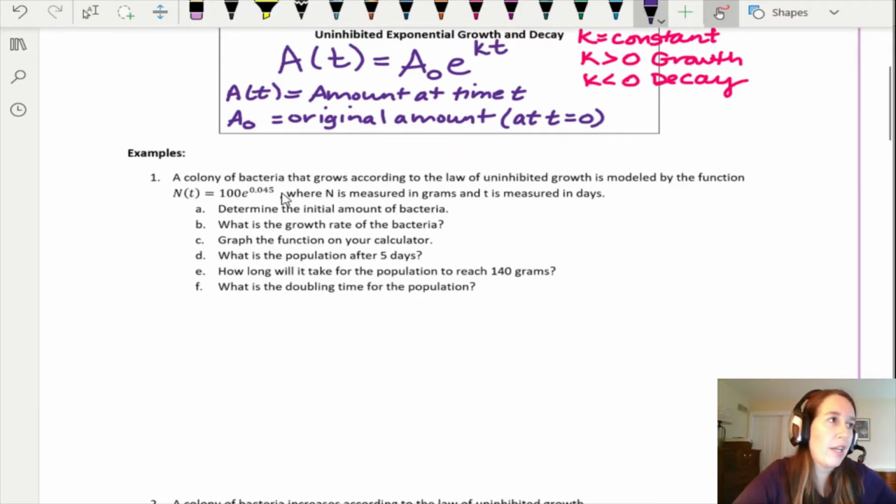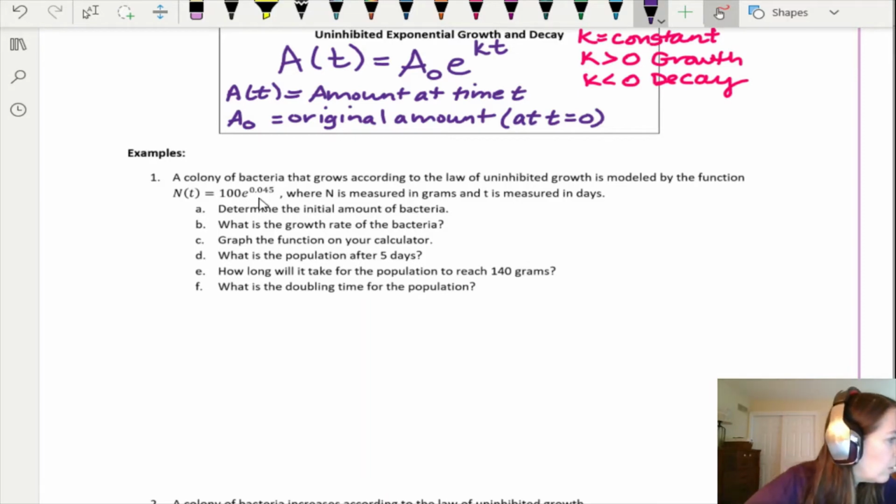So let's look just at a first initial problem that will help us to start understanding this concept. A colony of bacteria that grows according to the law of uninhibited growth is modeled by the function N of t equals 100 e to the 0.045 t, where N is measured in grams and t is measured in days. So when we answer these questions, we are going to use units when we can. It says determine the initial amount of bacteria. So we can use our equation to say, well, actually A naught is right here. The initial amount is 100.